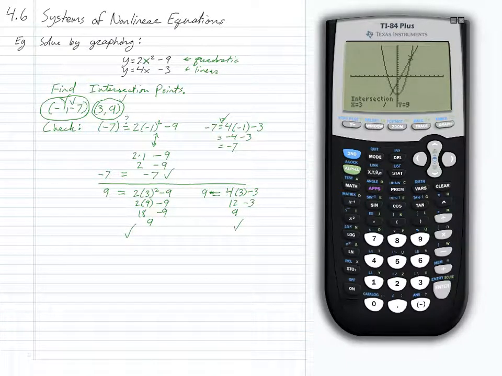So that's how we'll check. If we have a point that we think is a solution, we plug it into every equation in the system, and if it satisfies every equation, then it is indeed a solution. If any equation is not satisfied by that point, then that point is not actually a solution to the system.